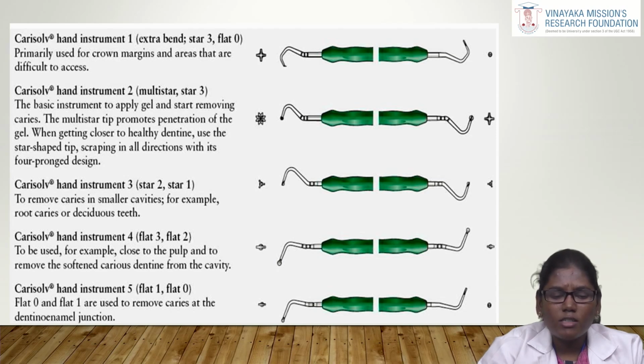And CarieSolve hand instrument 4 is mostly used for the caries dentin which is adjacent to the pulpal surface, to remove the softened caries dentin from the cavity. And CarieSolve hand instrument 5 is most commonly used to remove caries at the dentino-enamel junctions. The variations for these hand instruments are based on their cutting designs and cutting ends. The shape of the cutting ends varies in these hand instruments.